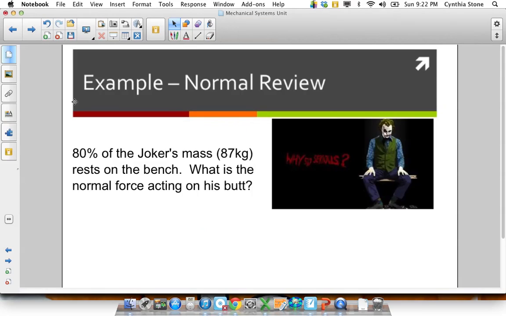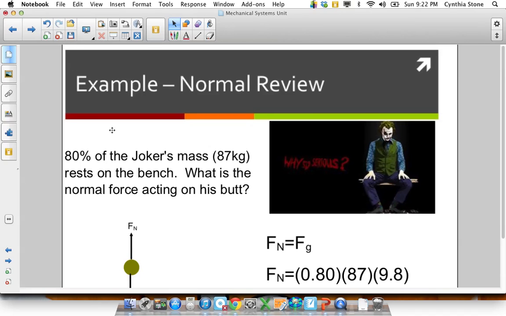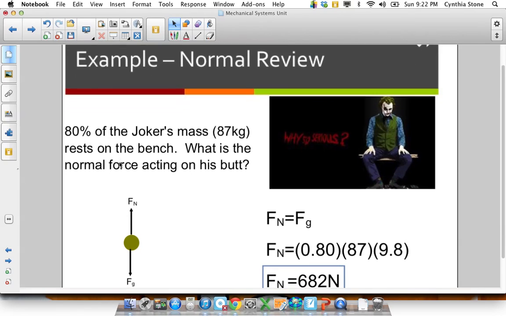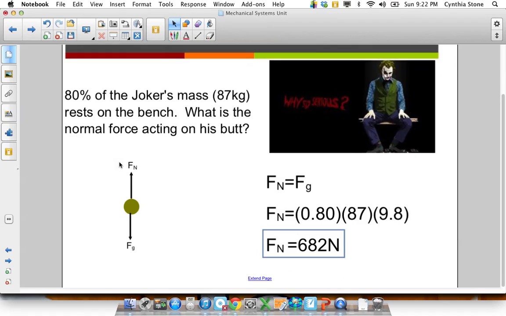Just before we get too much into friction, let's remember the normal force, because normal force is important and a relevant part of friction. So imagine you've got the Joker and 80% of his 87 kilograms is resting on the seat. What's the normal force acting up on him? So I have a little free body diagram where we have the normal up equal to gravity down, because there's nothing else, no other forces acting on him.